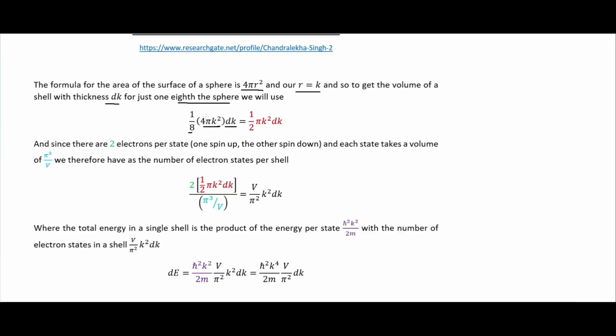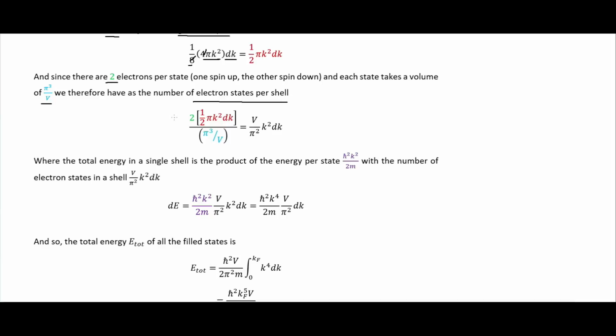So this 4 gets canceled out, this 8 becomes a 2, so we get this 1/2 pi k squared dk. And since there are 2 electrons per state, one spin up, one spin down, and each state takes a volume of this from above, we therefore have as the number of electron states per shell as being equal to this. So the 2 in green here is because there's a spin up and spin down per state.